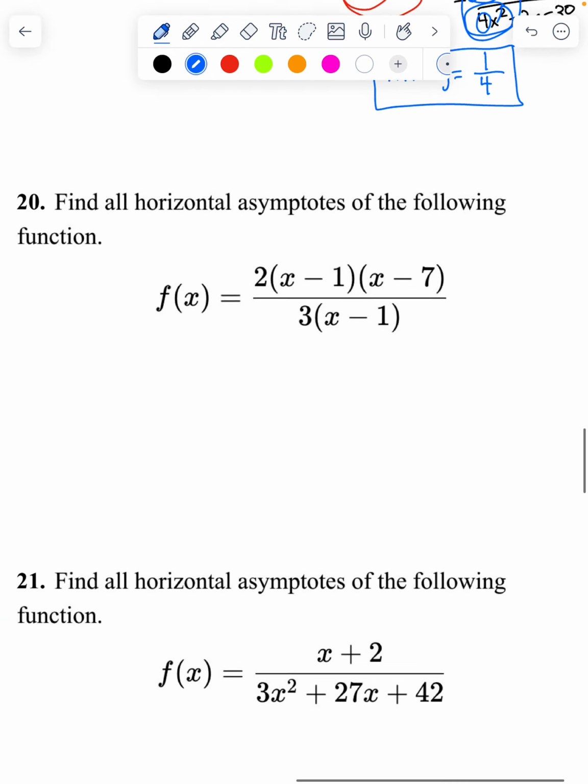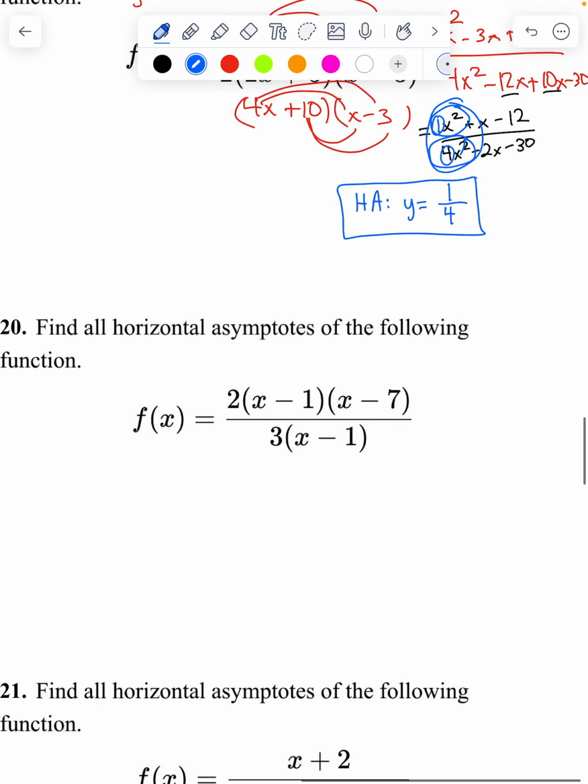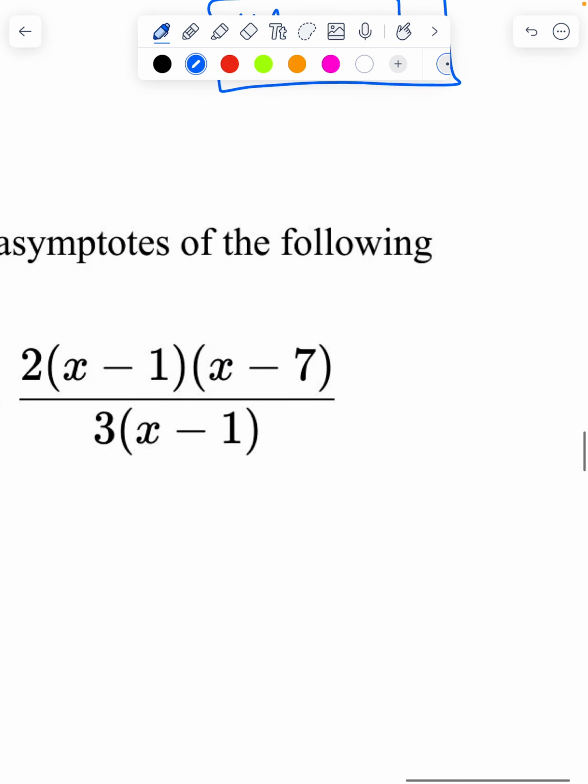All right, number 20, find horizontal asymptote. So same thing, I'm going to multiply out the top. Now, really, if you think about it, it's going to be 2 times x, that'll give me 2x. And then I'll have to eventually multiply it times x again. So this is going to give me 2x squared and then a bunch of other stuff. And then on the bottom, I'm going to have just 3x.